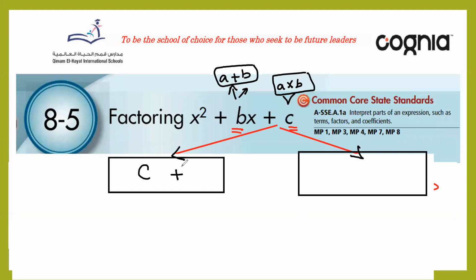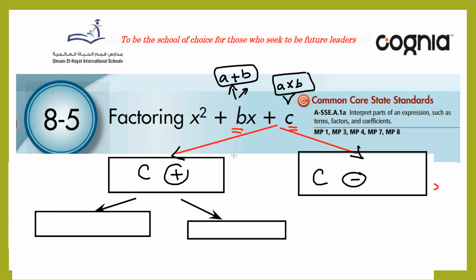Here, if C is positive, or C is negative. So if C is positive, I have two cases. The first case, B could be positive, or B negative. This is the first case, C positive and B positive. So both parentheses will be positive and positive. If C is positive and B negative, both parentheses are negative.